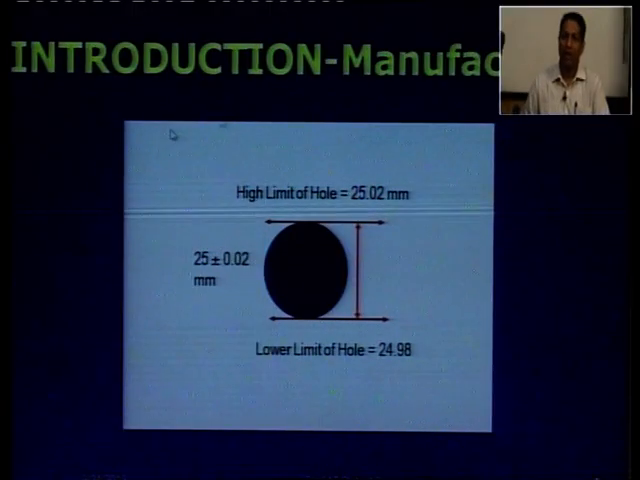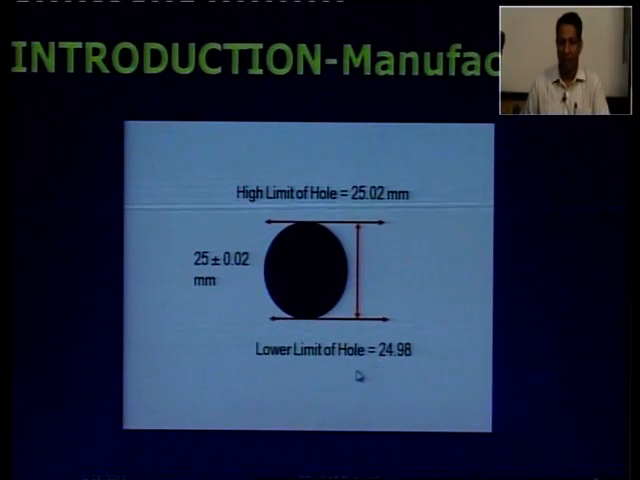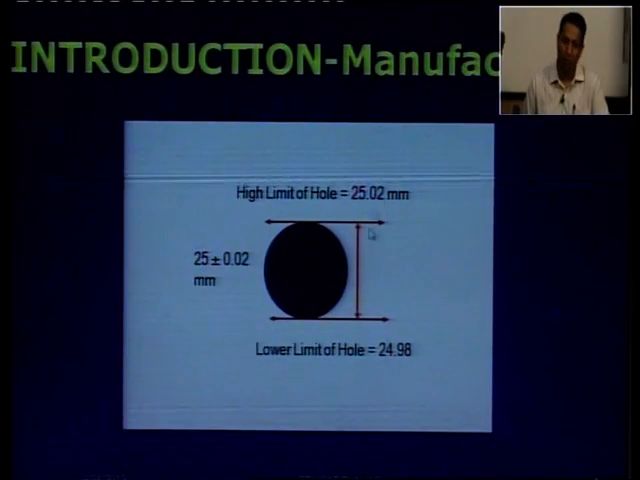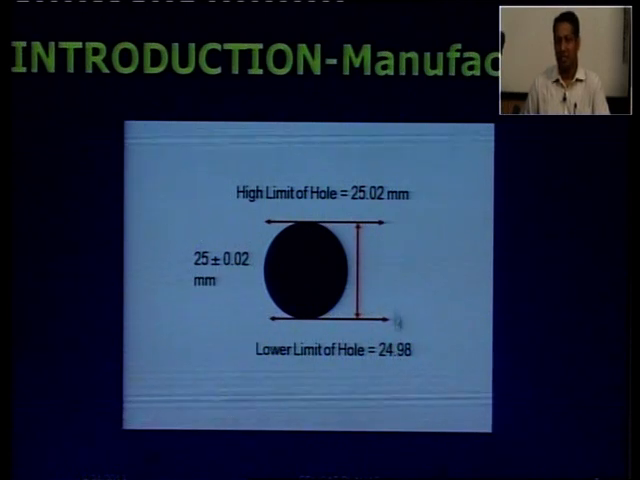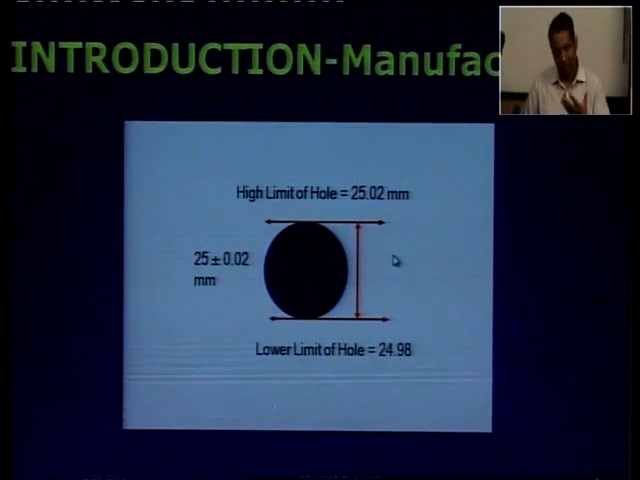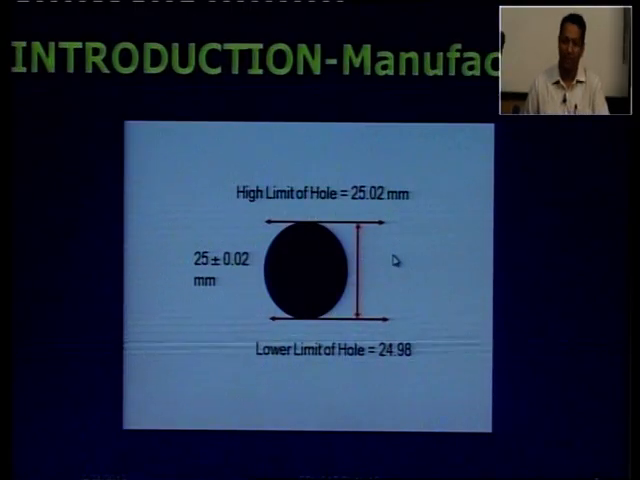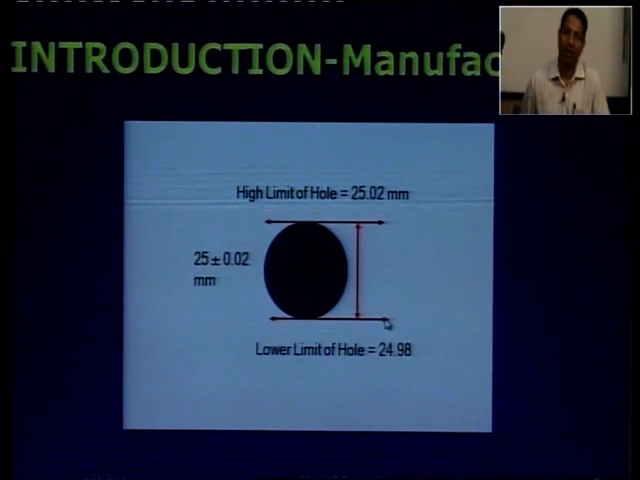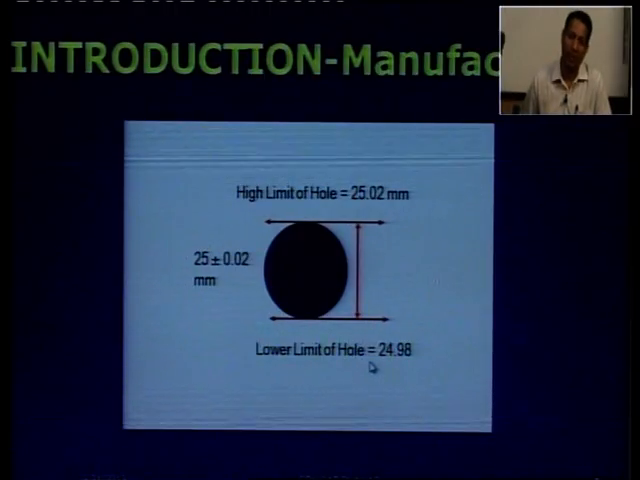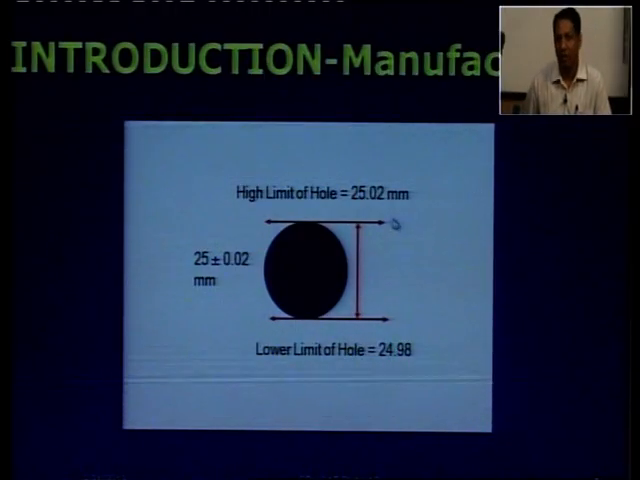So the lower limit of the hole becomes 24.98, and the higher limit of the hole is 25.02. This range is given so that if our dimension falls within this range, we will accept this flange, otherwise we will reject this flange. This range is called tolerance. You have also studied what is limit, fit and tolerance. So tolerance is very, very important.